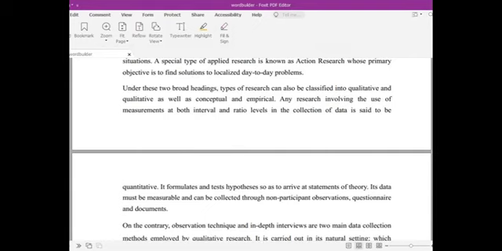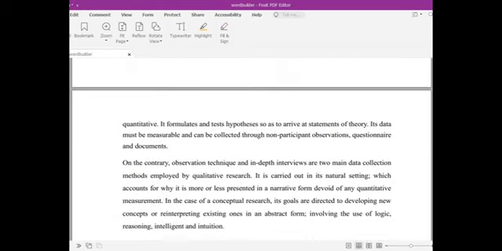Quantitative comes from the word quantity, talking about measurements, measuring something in different quantities. So any research involving the use of measurements at both interval and ratio levels in the collection of data is said to be quantitative. It formulates and tests hypotheses so as to arrive at statements of theory. Its data must be measurable.